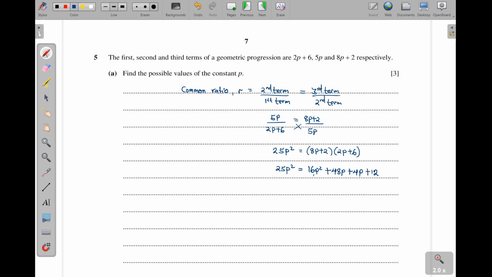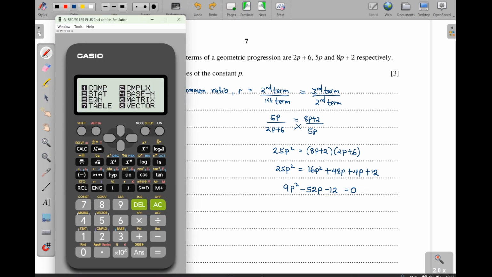So putting everything this side to form one quadratic equation, 25 minus 16 will give us 9. So we shall have 9p squared, and then 52p. When it crosses, it becomes a minus. So minus 52p, and then minus 12, which is equal to 0. Now, this is a quadratic equation in p. I can use the calculator to simplify it.